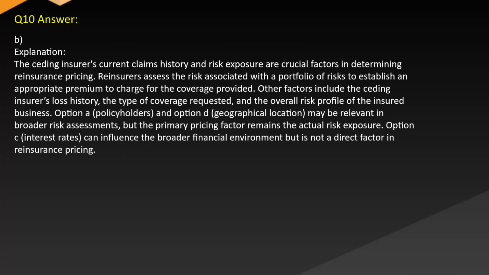Answer B. Explanation. The ceding insurer's current claims history and risk exposure are crucial factors in determining reinsurance pricing. Reinsurers assess the risk associated with a portfolio of risks to establish an appropriate premium to charge for the coverage provided. Other factors include the ceding insurer's loss history, the type of coverage requested, and the overall risk profile of the insured business. Option A, policyholders, and option D, geographical location, may be relevant in broader risk assessments, but the primary pricing factor remains the actual risk exposure.